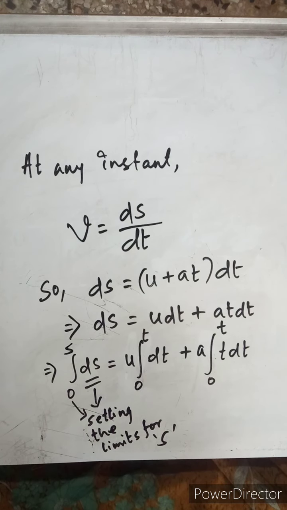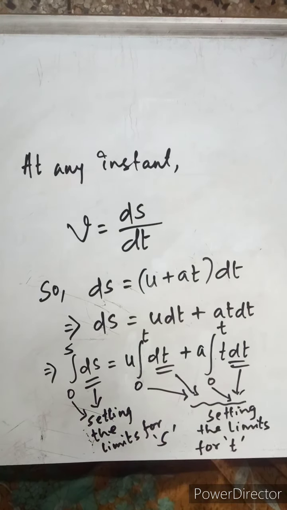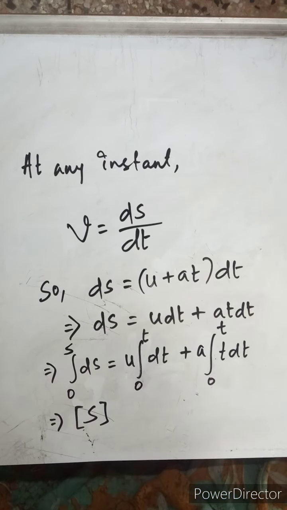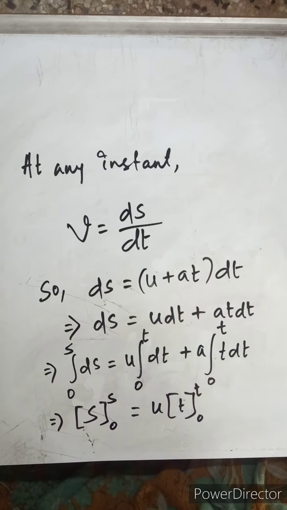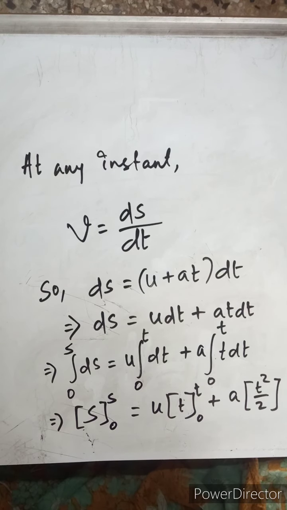Now you can see how we are setting the limits. Setting the limits for s, it is from 0 to s. Setting the limits for t, we are taking it from 0 to t. So do not get confused that one is from 0 to s and the other one is from 0 to t. There need not be any confusion. Now, integration of ds is s taken from 0 to s, integration of dt is t taken from 0 to t, and then integration of t dt is t squared by 2.